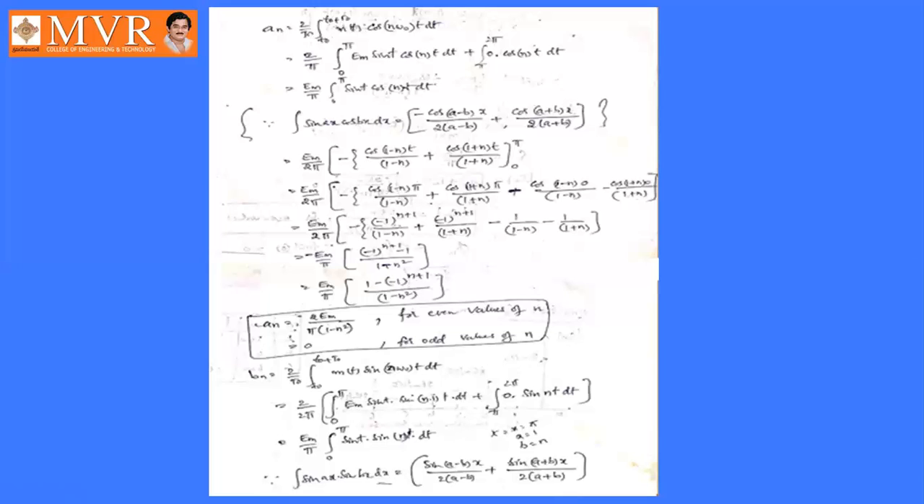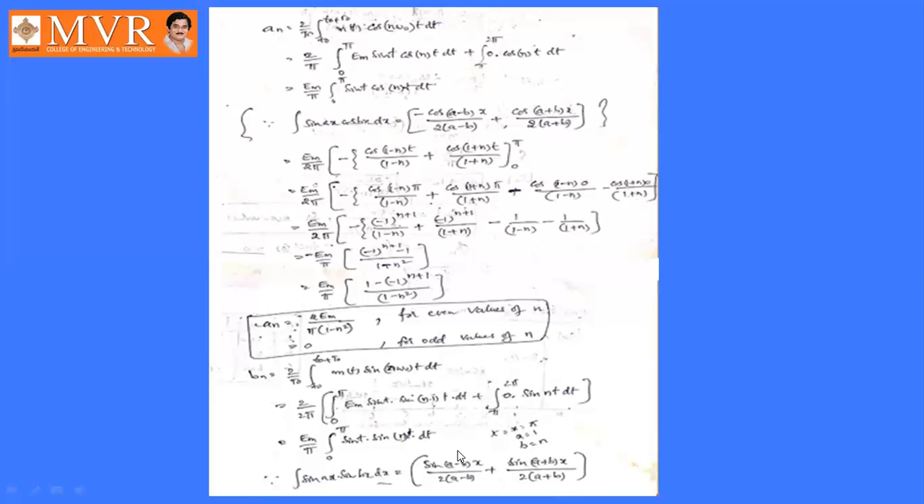So Bn equals 2 by T naught times the integral over T naught of m of t into sin n omega naught t dt. Omega naught value is 1, so sin n t dt. m of t is Em sin t. So Em sin t from 0 to pi, Em sin t sin n t dt, plus the integral from pi to 2 pi, where m of t is 0, so it will become 0. So Em by pi into the integral from 0 to pi of sin t into sin n t dt.